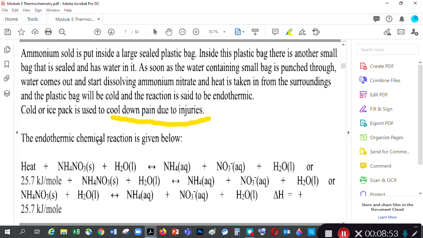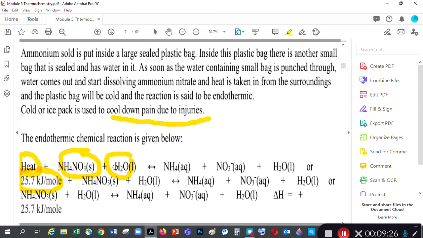How does it work? We have ammonium nitrate solid, we have H2O liquid, we let them react. The reaction will not go until the system is acquiring heat from the surrounding and then starts dissolving ammonium nitrate, and the reaction is endothermic. And the amount of energy absorbed is 25.7 kilojoule per mole.